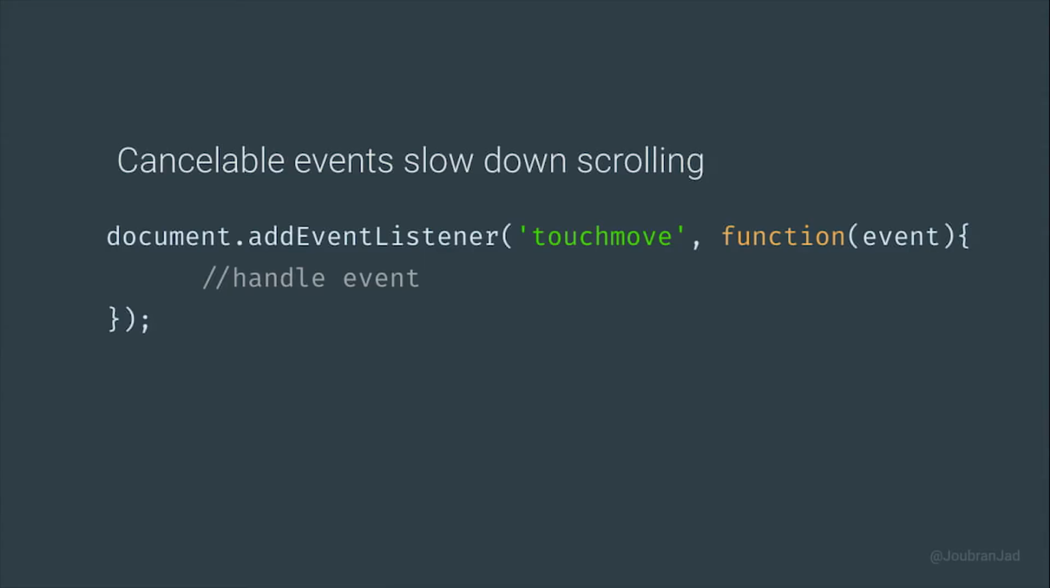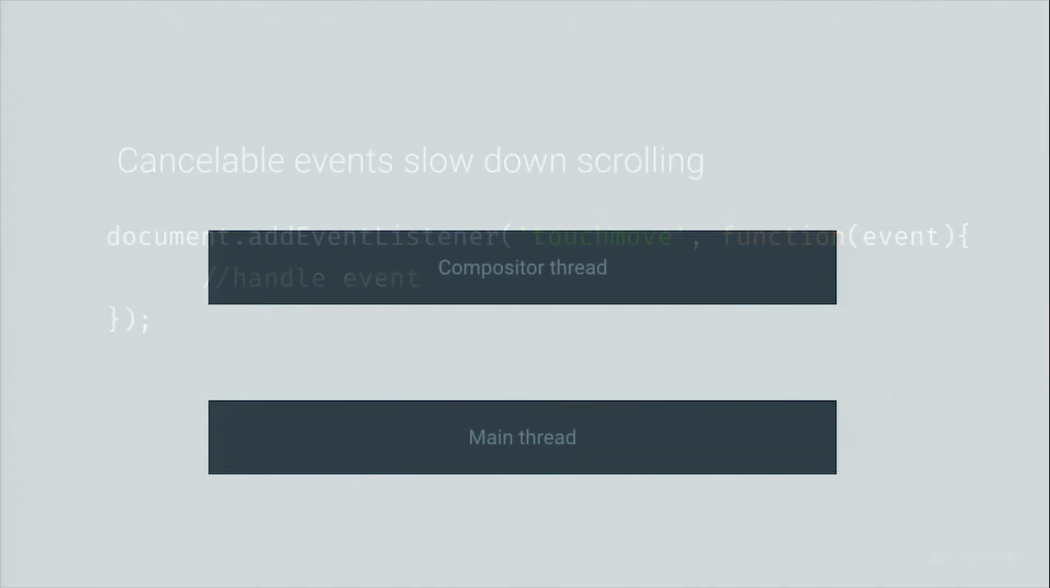So I want to tell you something. As soon as you add a touch move event to your page, you're actually making it slower, like much, much slower. And that's not your fault. That's the fault of the API itself, of how the spec was designed a few years ago. The reason behind it is because you can actually cancel this event. So you can do event.preventDefault. So the fact that you can cancel it makes it slower. Let me show you why.